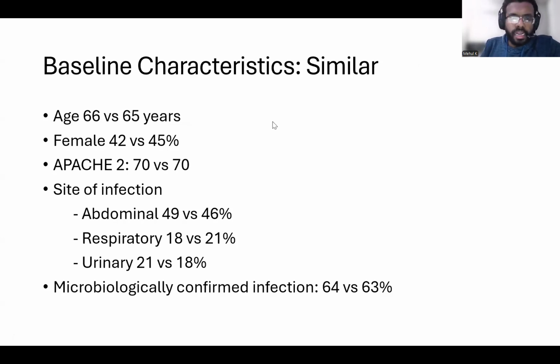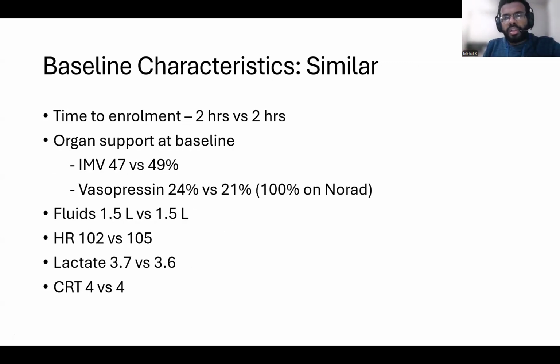Now, coming back to the study, baseline characteristics between both groups were mostly similar. These were mostly elderly patients in their mid 60s. Most of them were quite sick. The groups were very well matched, most of them having abdominal sources of infection. All of them were on noradrenaline, about one fifth were on vasopressin, and half of them were intubated. So we can be sure that these were all actually pretty sick patients.